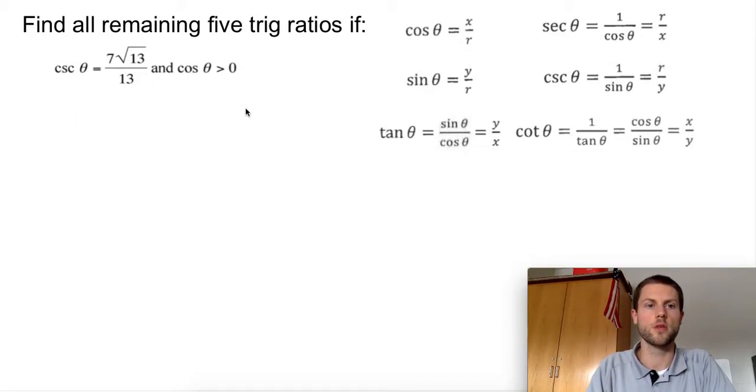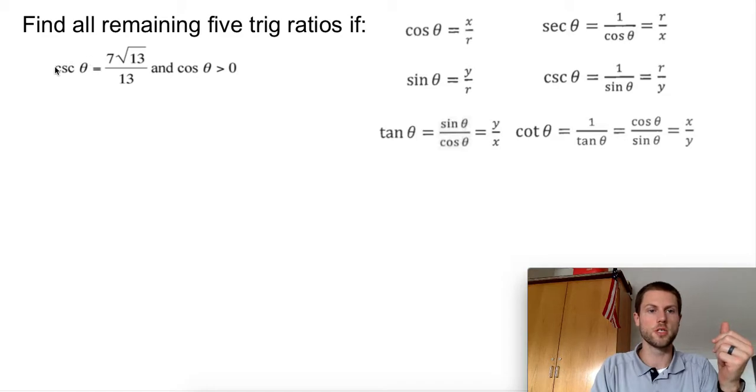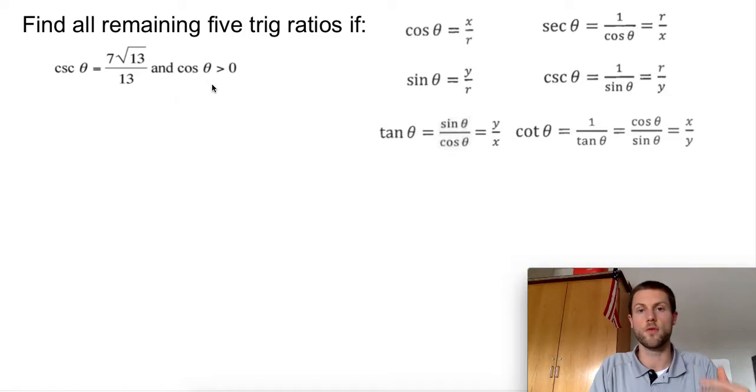In this video we want to find all of the remaining 5 trig ratios given this one already and a little bit of information about this. So what we know here is that the cosecant of theta is equal to 7 times the square root of 13 over 13, and the cosine of whatever this mysterious angle is greater than 0.